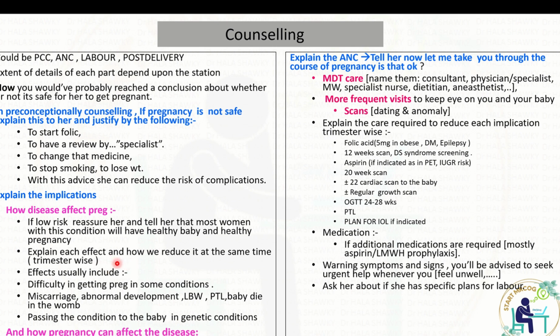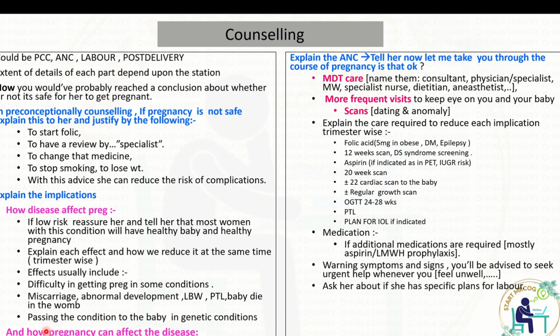Regarding the way of communication here, it should be empathetic and not terrifying to the patient. And usually the implications, which are common for nearly all the diseases, are miscarriage, abnormal development, low birth weight, having the baby early before the due date, and the baby could die in the womb. If it is a genetic condition, you can tell her whether the risk of the condition can go to the baby or not, and how much the risk is.